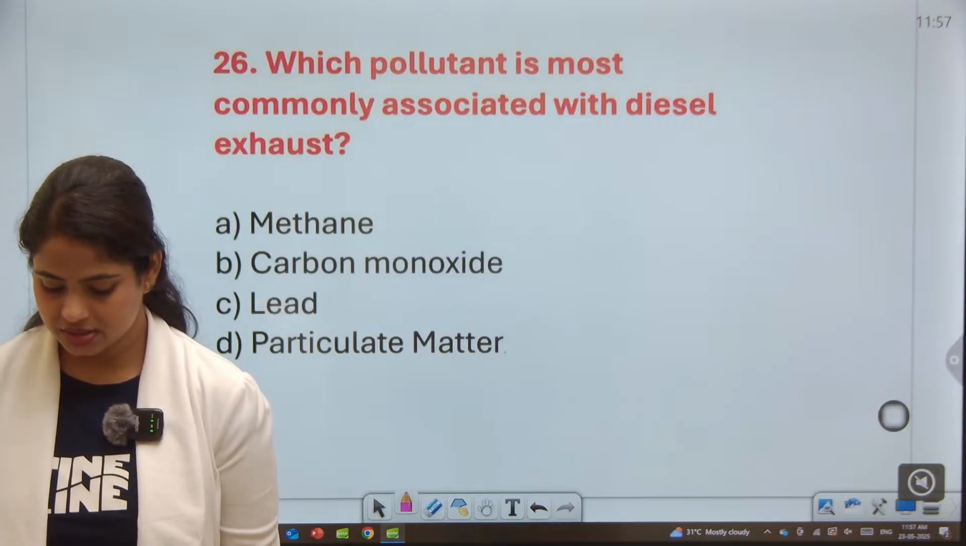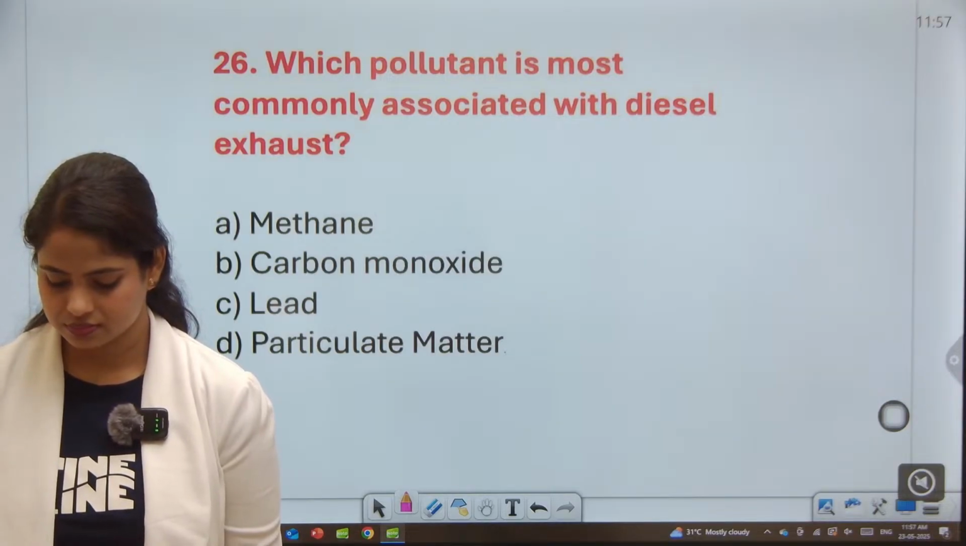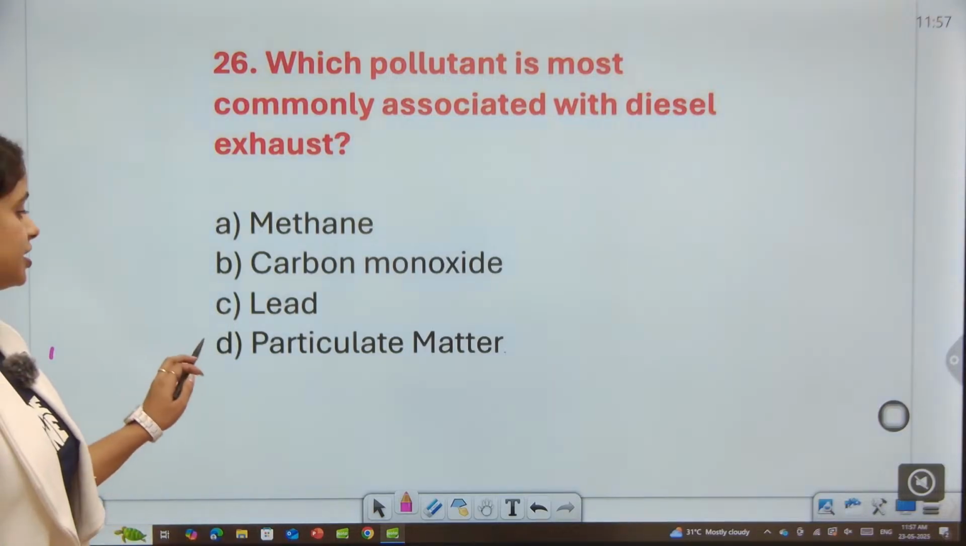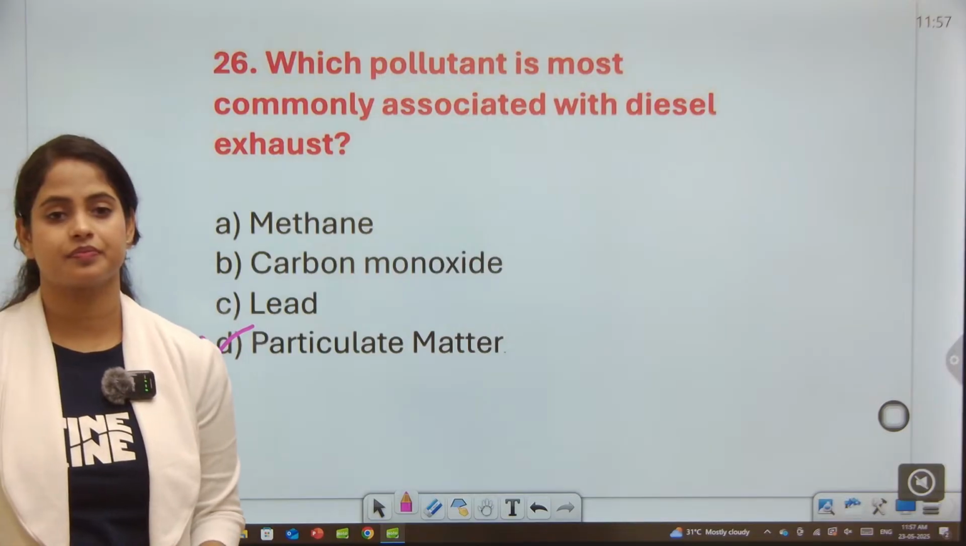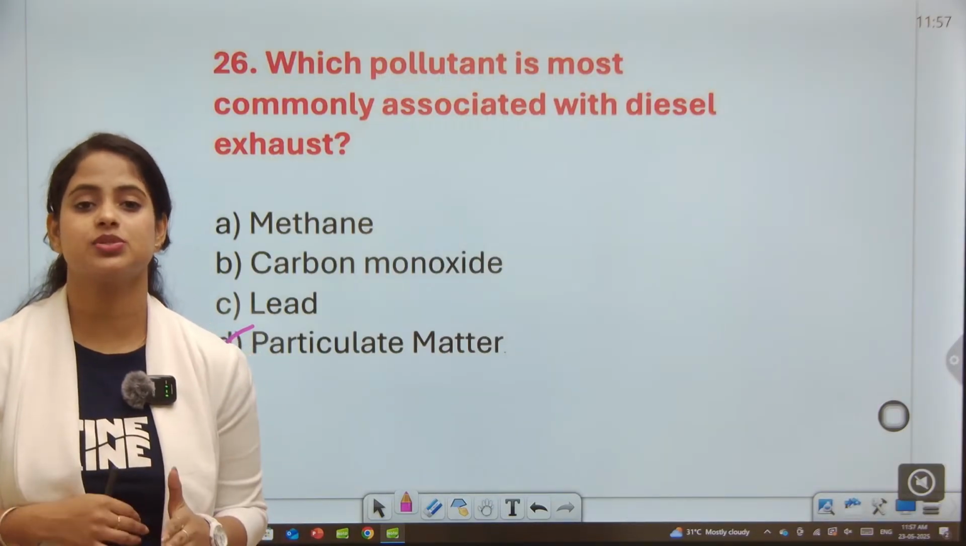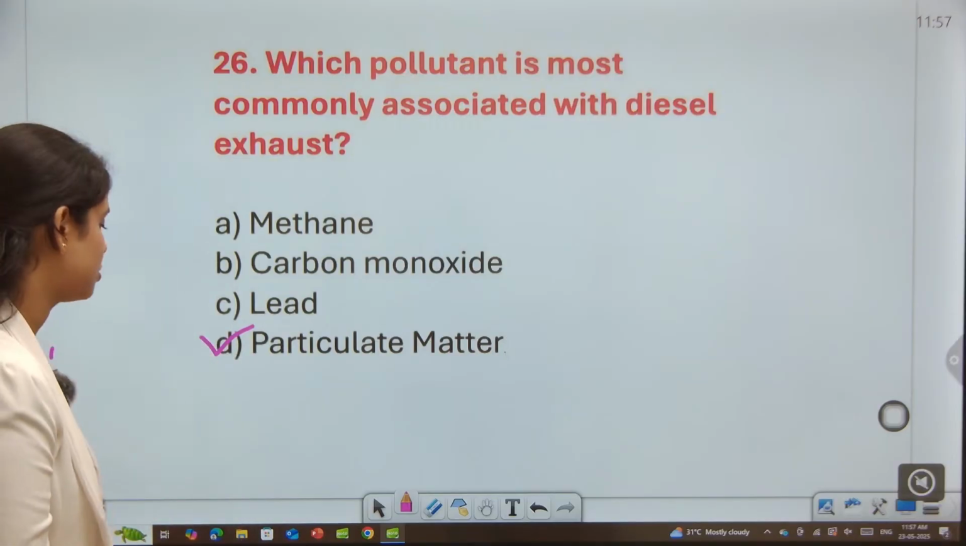What will be the right answer? That is the particulate matter. The pollutant, that is the particulate matter, is most commonly associated with diesel exhaust. See?